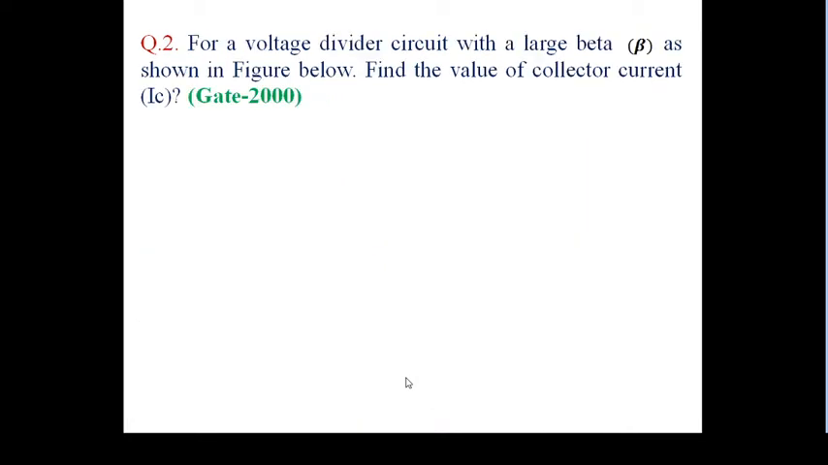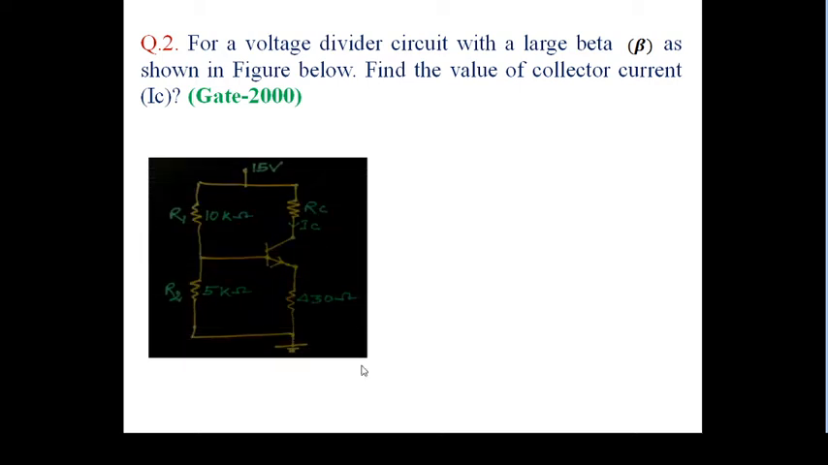For a voltage divider circuit with a very large beta, we have to find the collector current. So this one is the question. This is a GATE 2000 question. We have to find this IC value, and the beta value is very large.